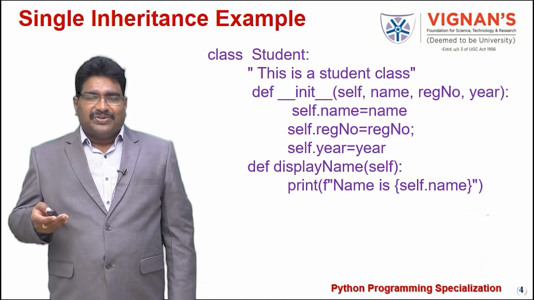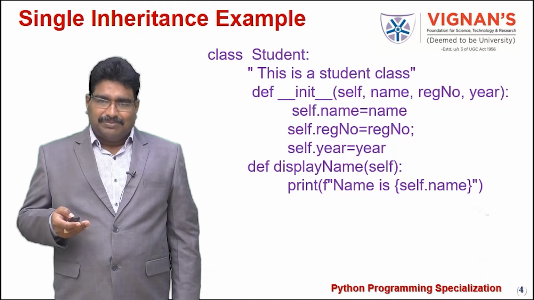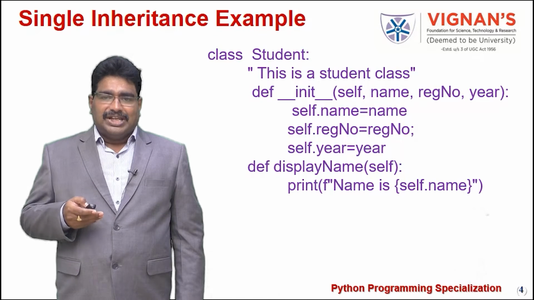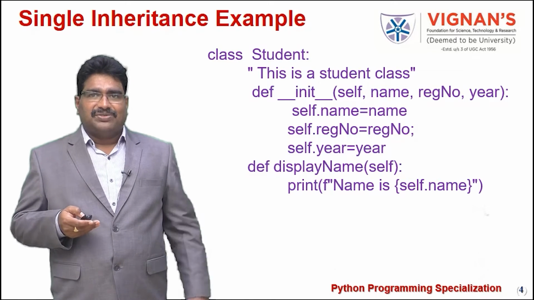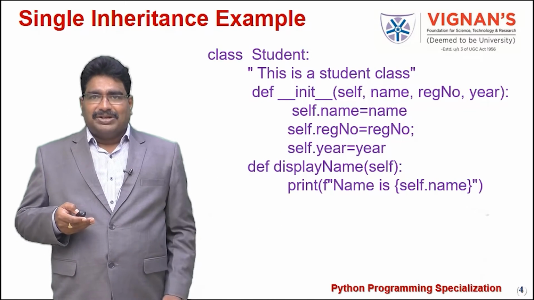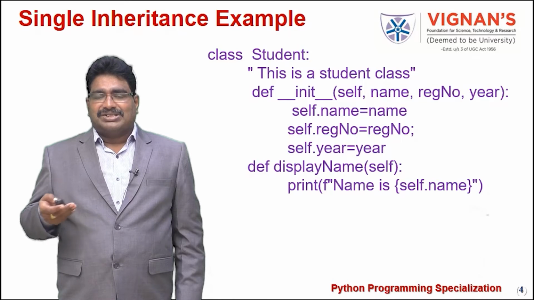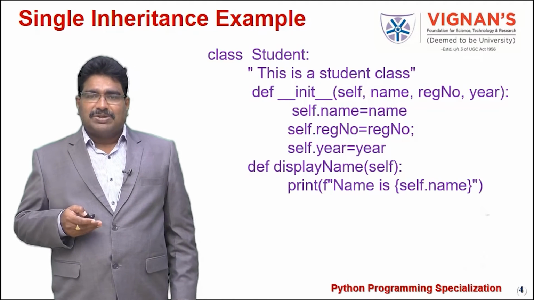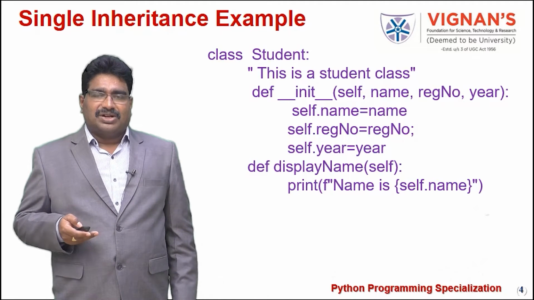Now we define a method. Its name is display_name. It simply displays the name of the particular student. For that reason, here we define display_name with print. We are printing the name of the particular student that we want to display. For that reason, we are using self.name.